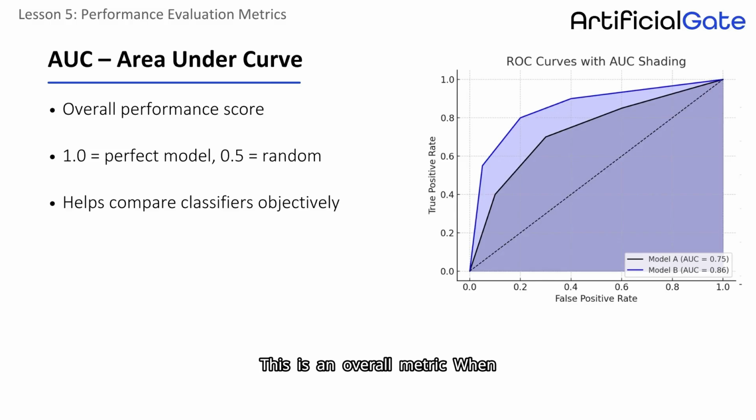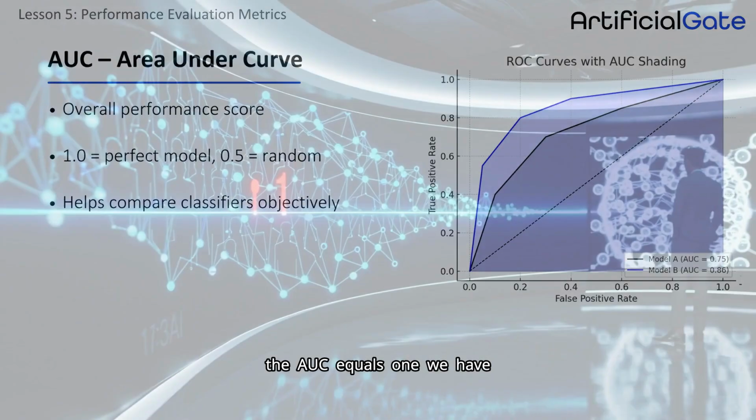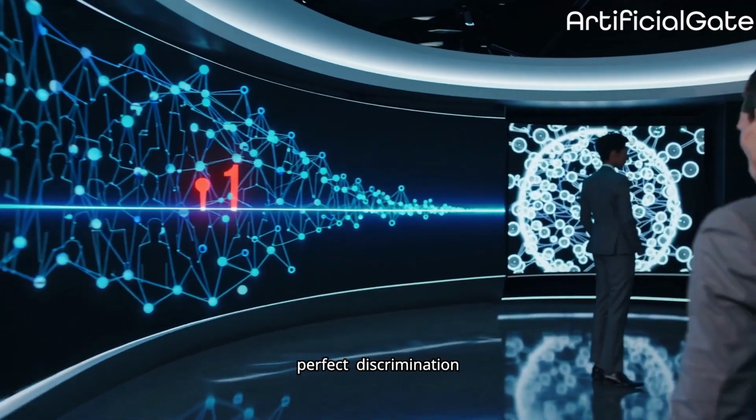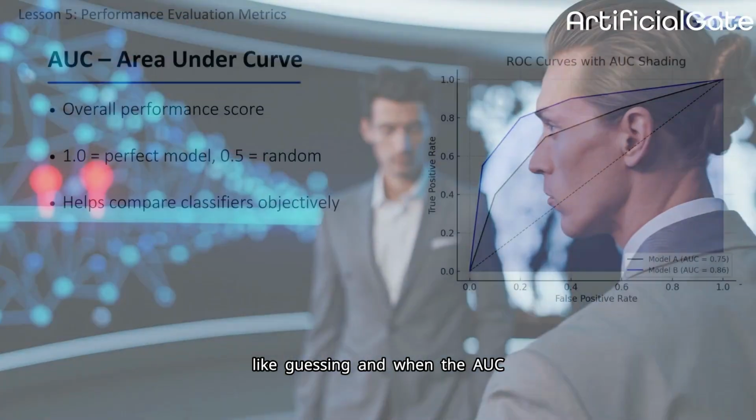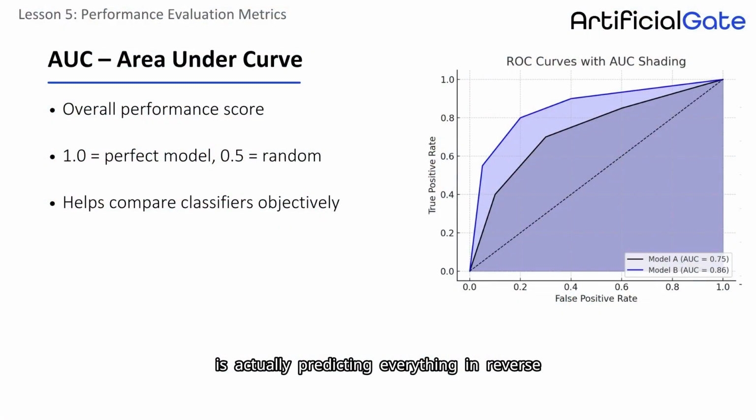The area under the ROC curve is called the AUC, area under the curve. This is an overall metric. When the AUC equals 1, we have perfect discrimination. When the AUC equals 1/2, it's like guessing, and when the AUC is less than 1/2, the model is actually predicting everything in reverse. Let's now look at the example with the following graph. In black, model A with an AUC of 0.75. In blue, model B with an AUC of 0.86. In other words, model B is better than model A.